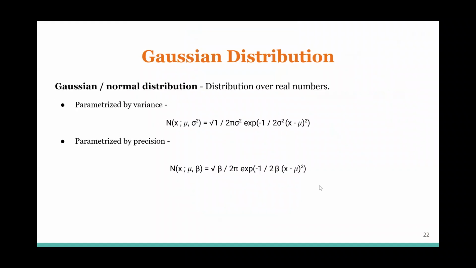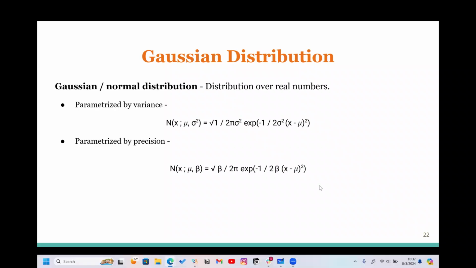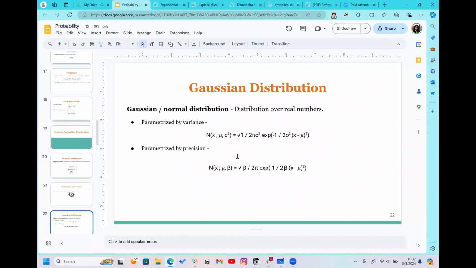And then we have Gaussian distribution. I'm moving on unless anyone has a question. Okay. So then we have Gaussian distribution. It is also known as normal distribution. It is quite common and popularly used everywhere in science, statistics, machine learning, everywhere. And it's a distribution over real numbers.